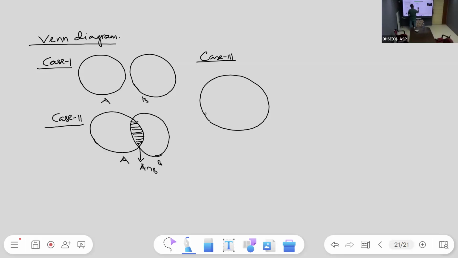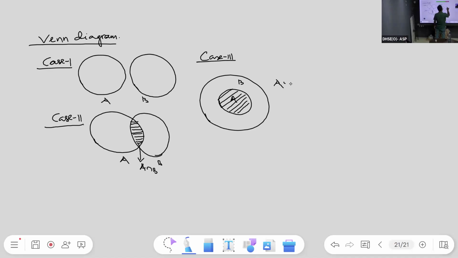Then case 3, total overlapping case. That means one set is contained in another set. One is the subset of another. Here A is the subset of B because set A is entirely inside set B. Here the A intersection B is the set A. And the third case is the case where A intersection B will be maximum, and the first case is the case where A intersection B is minimum.